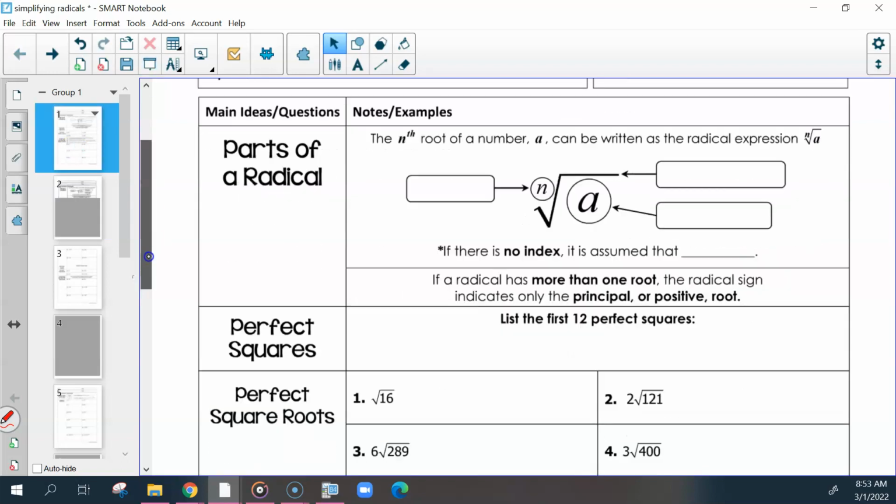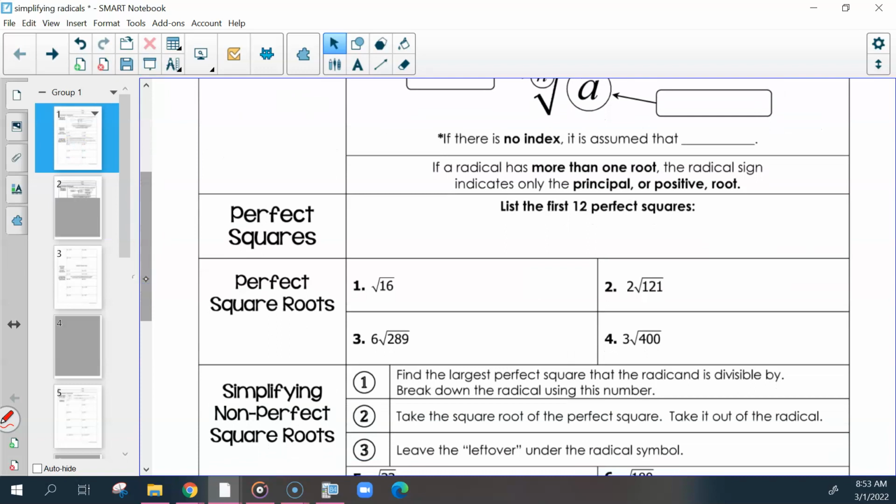We are going to list the first 12 perfect squares. Some of you may know those already. And if you're not sure what I mean by that, you're going to take 1 times 1, tell me what that is. 2 times 2, and tell me what that is. I'm going to do that up to 12. So what would the first perfect square be? 1.